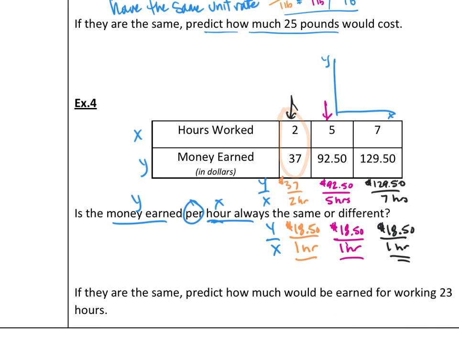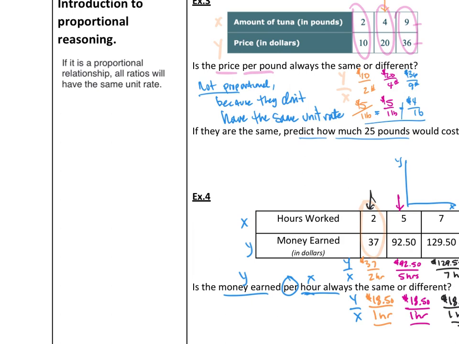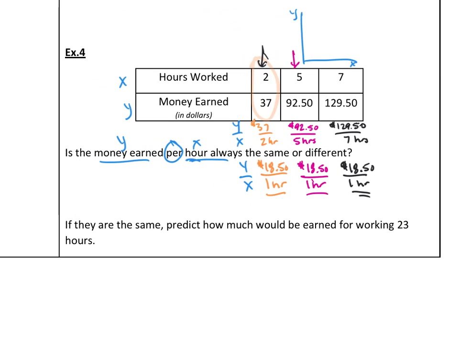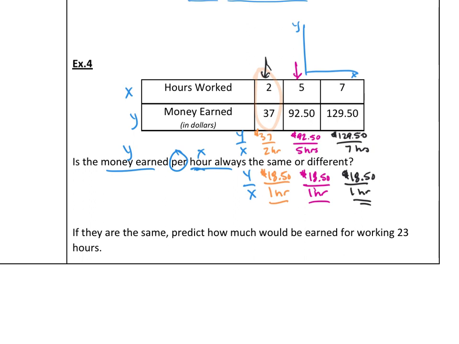Okay, so it comes back to this. If it's a proportional relationship, all ratios will have the same unit rate. And all of our ratios here did come out with the same unit rate. So we could say this is proportional, which means also we can predict. Because if you're making $18.50 per hour and you work 23 hours, well, we're just plugging this in, right? We're really just looking at a ratio that says if we're making $18.50 for 1 hour, how much are we going to make for 23 hours?